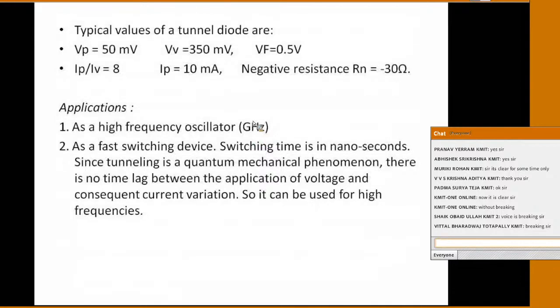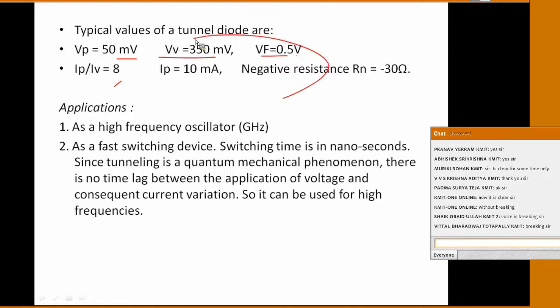Now, what are the typical values of your tunnel diode? The peak voltage is 50 millivolts. The valley voltage is 350 millivolts. The forward voltage, the maximum voltage, is 0.5 volts. IP by IV is 8, it's a factor. And these are the typical values. When you are using the tunnel diode in a practical application, these are the typical values you are going to use. And what are the applications of this tunnel diode?